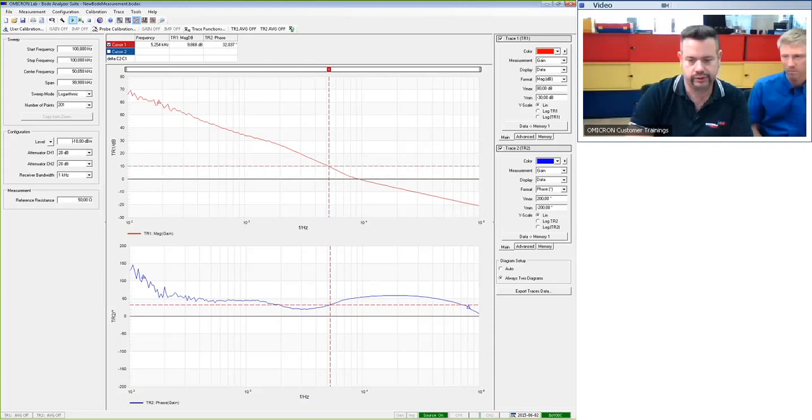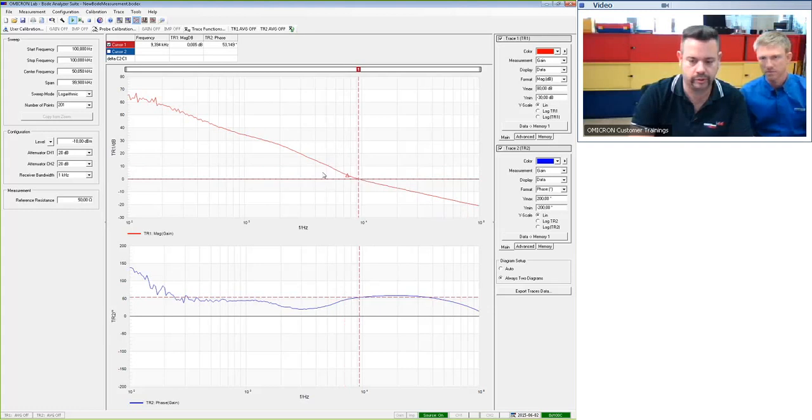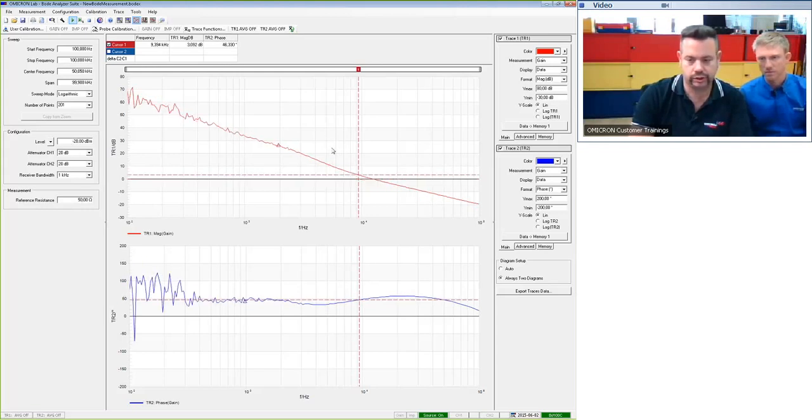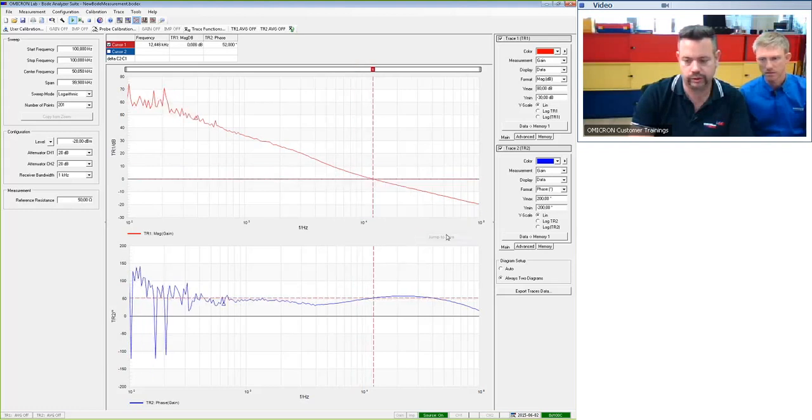As you can see, the crossover point has drastically changed. So this means that our initial injection level was too high. So I can right-click on the curve, say cursor 1 jump to 0, and now I'm at the new crossover point, and now I will reduce again minus 10 dB, so to minus 20. And it still has changed. So you see, this was still too high, jump to 0, and now minus 25.